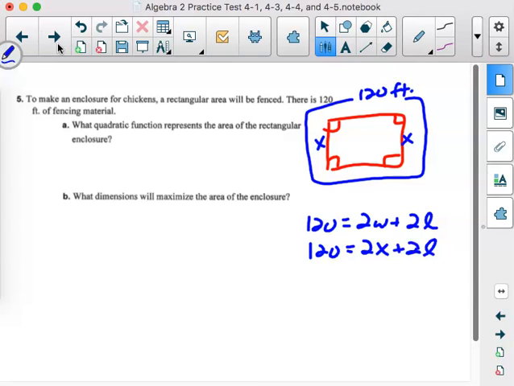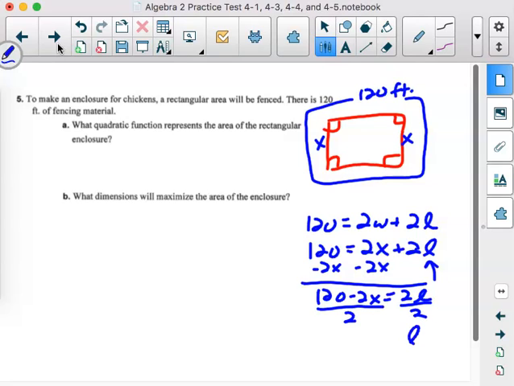And if I don't want two variables, I'm going to have to get this L all by itself so that I can write something down that has x's in it for the length. So I'd subtract 2x from both sides. Then I would divide everything by 2. So L, the length, is going to equal 60 minus x. Now I can put this back up here. And I don't have two variables.